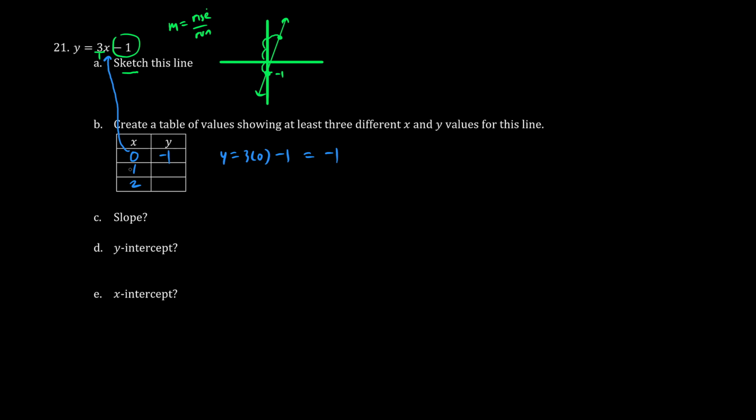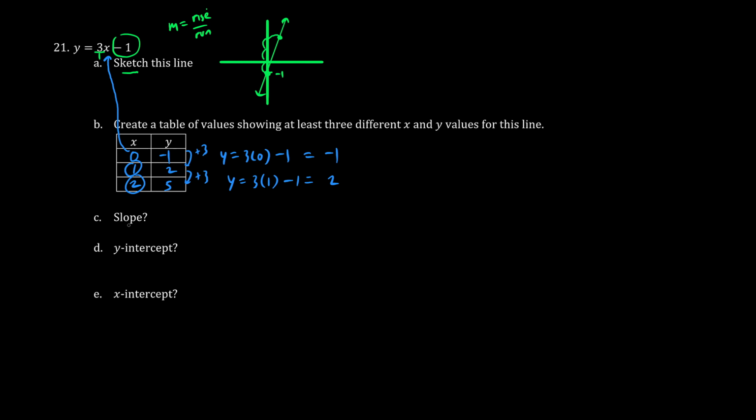What about when x is 1 here? Then y is equal to 3 times 1 minus 1, which is 2. So we put 2 here. And when x is 2, 3 times 2 is 6, minus 1 is 5. As you can see, in the table, we're going up by 3s.